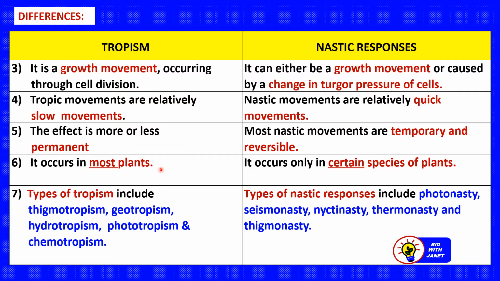Now, tropism occurs in most plants, but nastic responses occur only in certain species of plants, like what we have discussed just now. For example, Seismonasty occurs in Mimosa pudica, and most plants do not show this response. Types of tropism include Thigmotropism, Geotropism, Hydrotropism, Phototropism, and Chemotropism. Then types of nastic responses include Photonasty, Seismonasty, Nyctinasty, Thermonasty, and Thigmonasty.